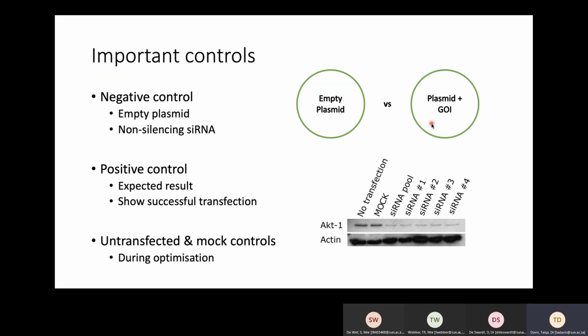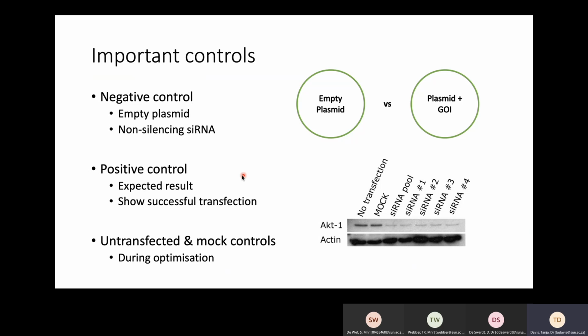So say, for instance, you have a plasmid and you have a sequence in order to do protein overexpression. So your negative control will then be the exact same plasmid, just without that sequence. If you're doing siRNA, then your negative control will be a separate siRNA called a non-silencing or non-targeting siRNA, which basically targets nothing in the cell. So your cells go through the exact same process, but nothing is silenced.